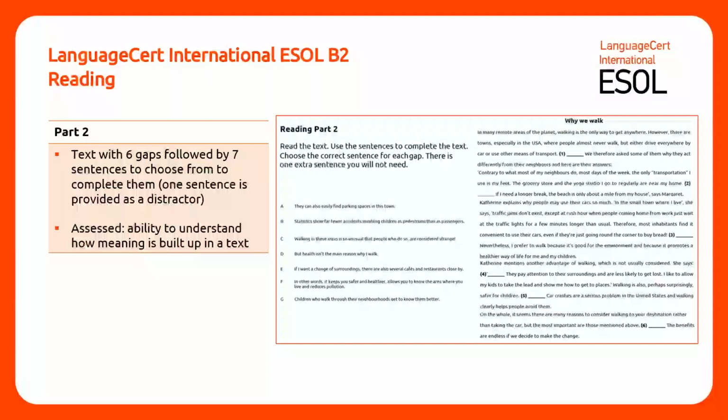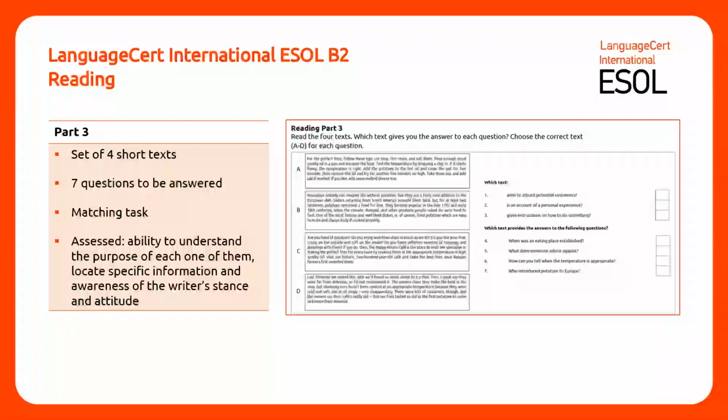Part 2 presents candidates with a text with 6 gaps and a choice of 7 sentences to choose from to complete these gaps. The extra sentence is a distractor. This part aims to assess the candidate's ability to understand how meaning is built up in a text.